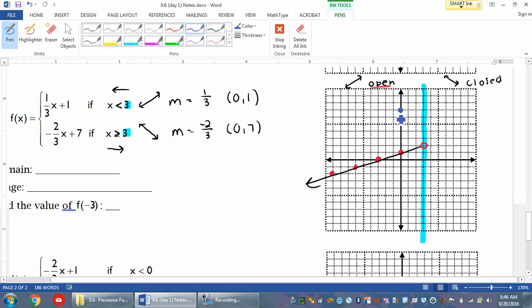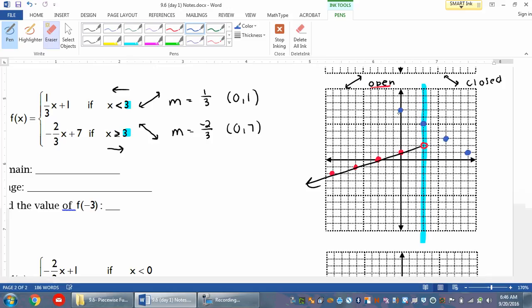So remember, my slope is negative 2/3. I'm going to fall 2, right 3: 1, 2, 3. Now I reach my line, and I have a closed circle. Now I'm on the correct side, so I'm going to keep falling 2, right 3, falling 2, right 3.